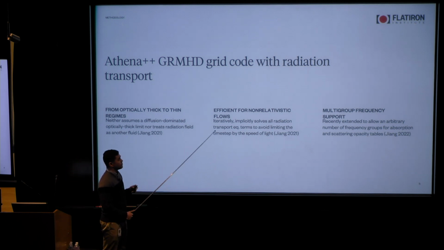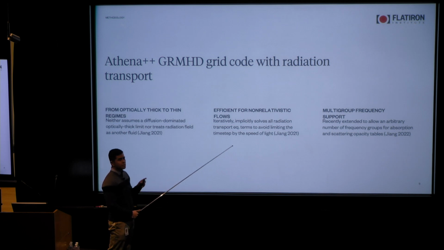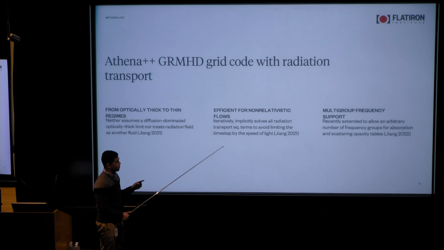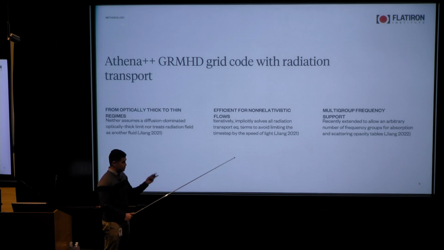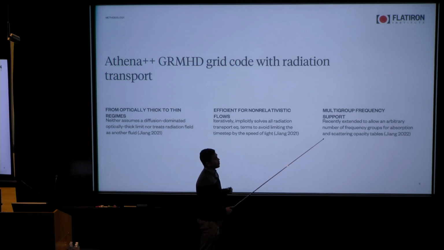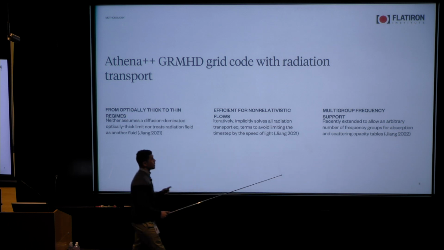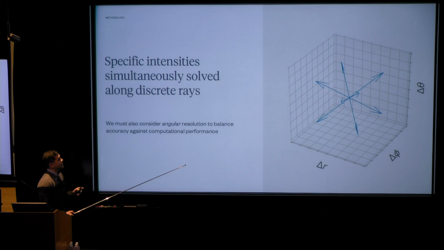Furthermore, the code is efficient in solving for non-relativistic flows such as the gas that we find in protoplanetary disks, and it achieves this by iteratively and implicitly solving all the terms in the radiation transport equation to avoid limiting the time step by the speed of light. In addition, the code has been recently extended to allow an arbitrary number of frequency groups for both absorption and scattering opacities, which is useful for the opacity tables for silicate grains that we now have some constraints on from recent observations.